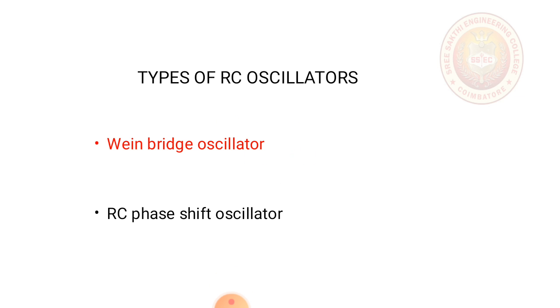Types of RC oscillators: Wien bridge oscillator and RC phase shift oscillator. In this session we are going to see about Wien bridge oscillator.